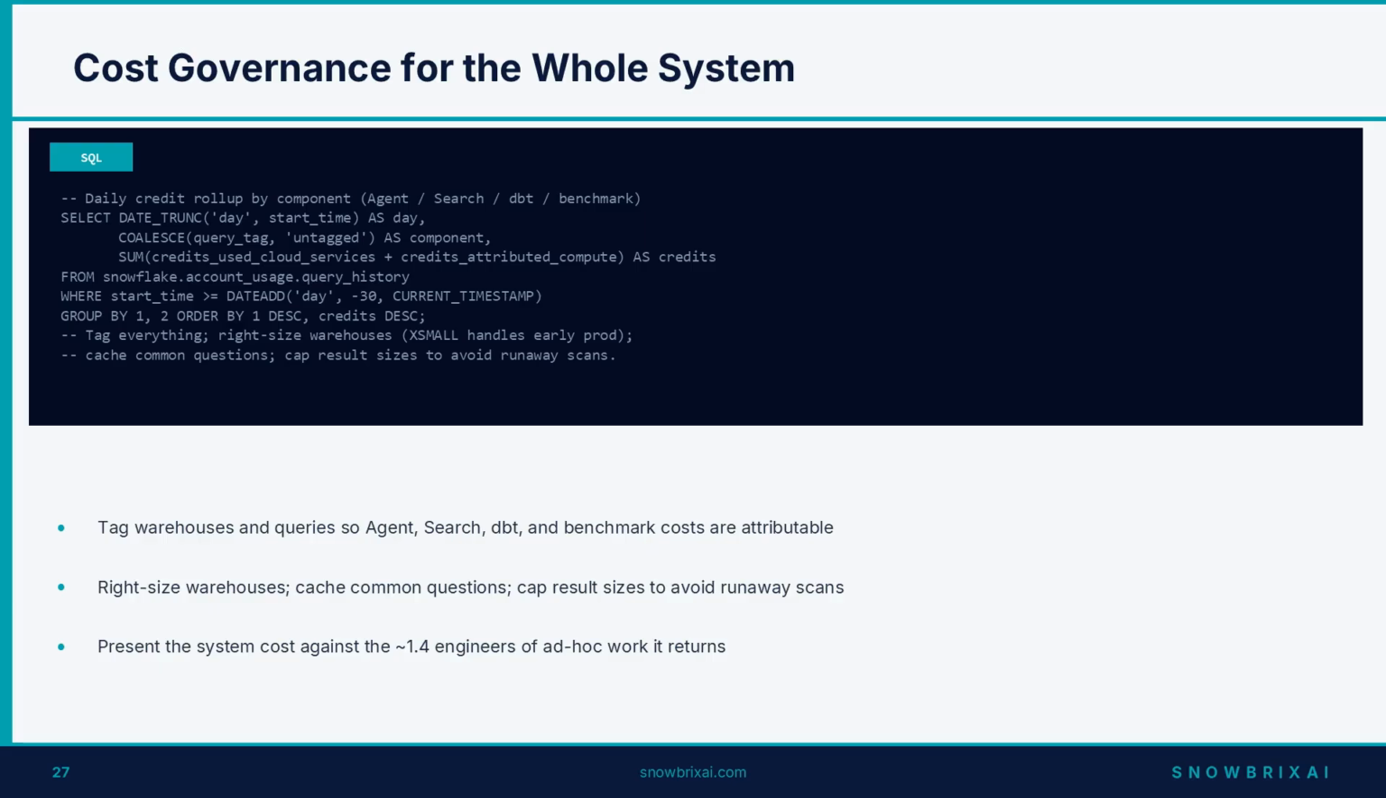And you govern the cost of the whole thing. Tag the warehouses and queries so the agent, search, DBT and the benchmark each show up as attributable. This roll up sums credits per component per day straight out of account usage and query history. Right size the warehouses, an extra small handles a teaching or early production load. Cache the common questions, cap the result sizes so nothing runs away. Then present the system cost against the roughly 1.4 engineers of ad hoc work it gives back.